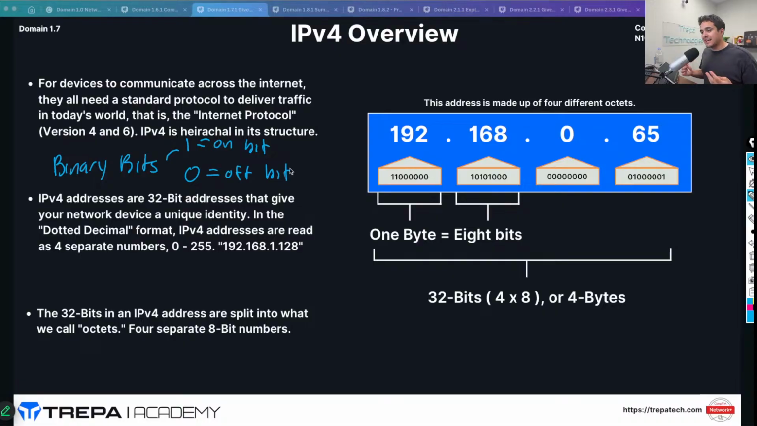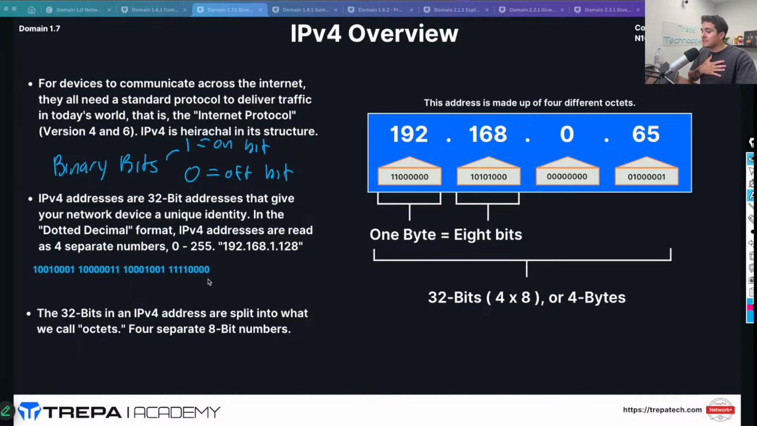So let's break that down again. If I'm looking at an IPv4 address as a computer, here's how I read it. I read it like this: a string of ones and zeros. I'm just going to make this easy on myself. So that's how a computer reads it. Just a single string of 32 bits makes up an IP address.